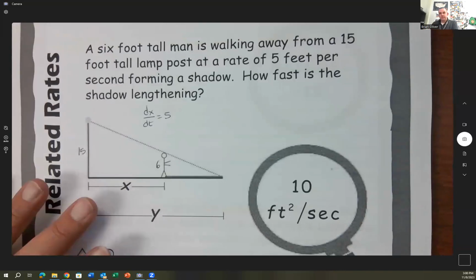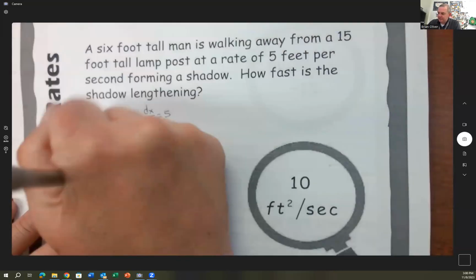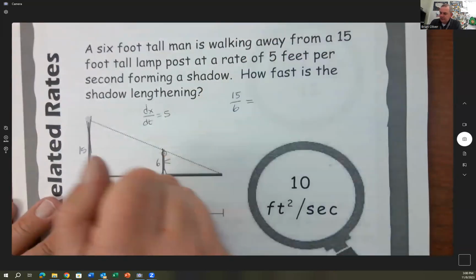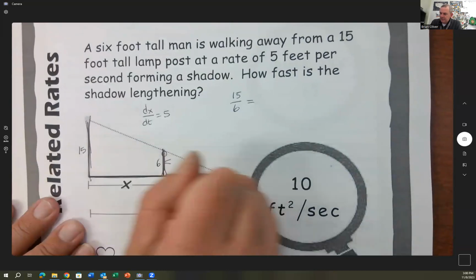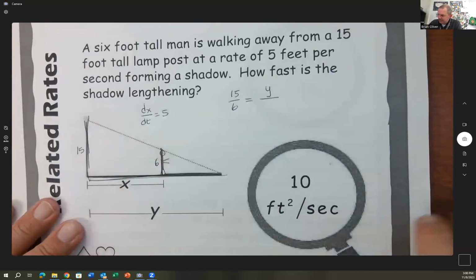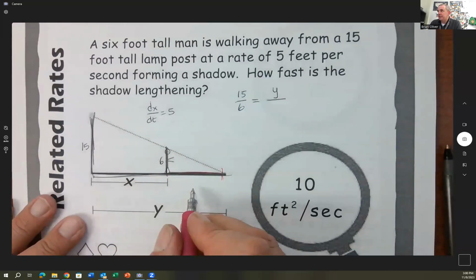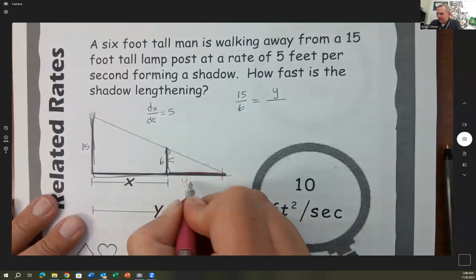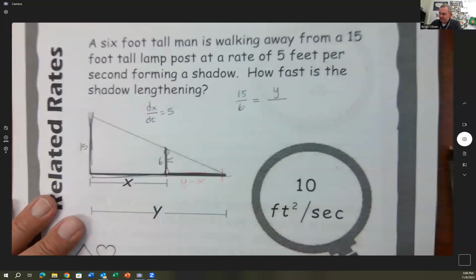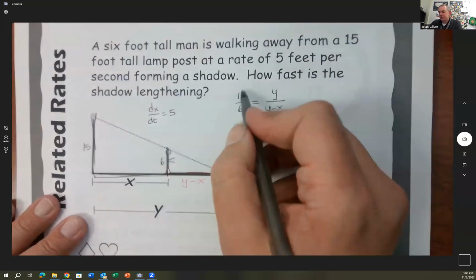So now here's the deal. This is a similar triangle thing. I have this side of the triangle, I have this side of the triangle. 15 is to 6 as this guy's triangle's entire length, which is y. I need to know what this guy's length is right here. This guy's length right here is y minus x. The whole thing is y. I take away x. This is y minus x.